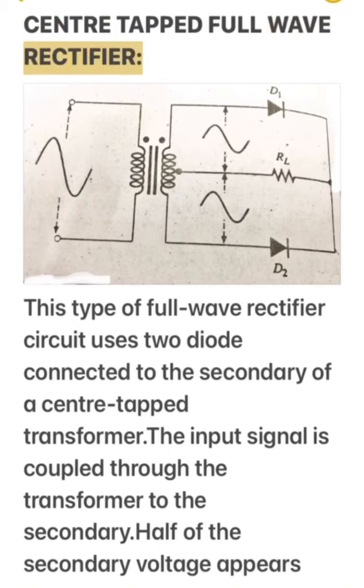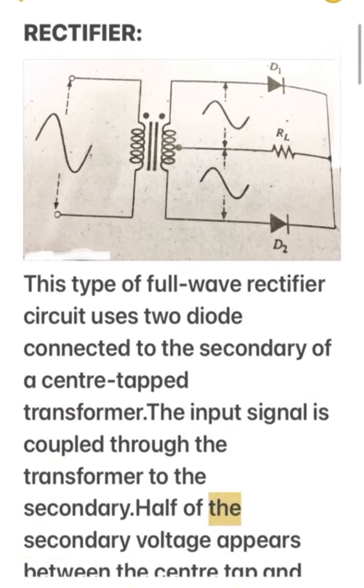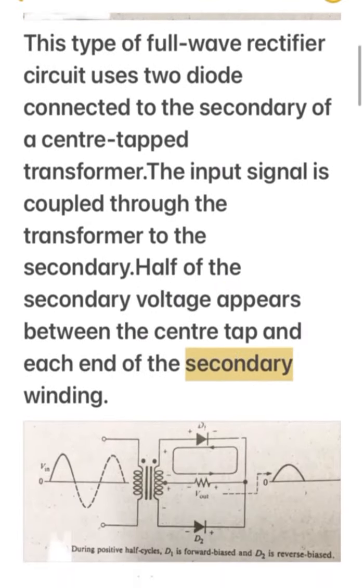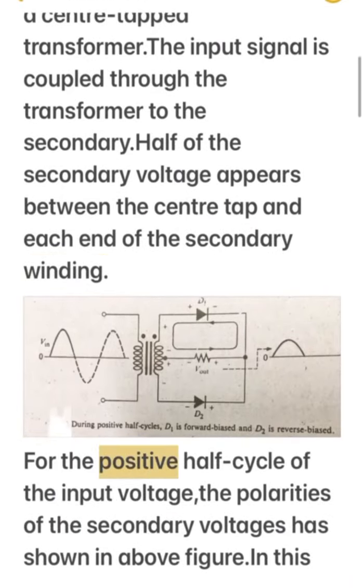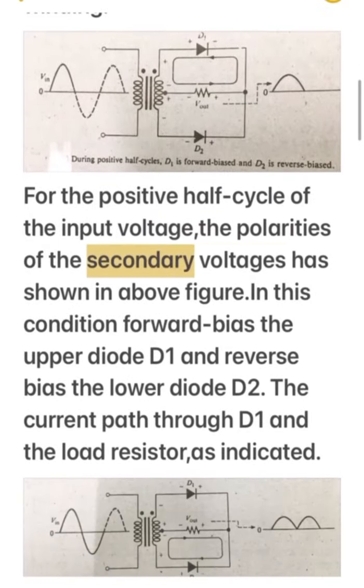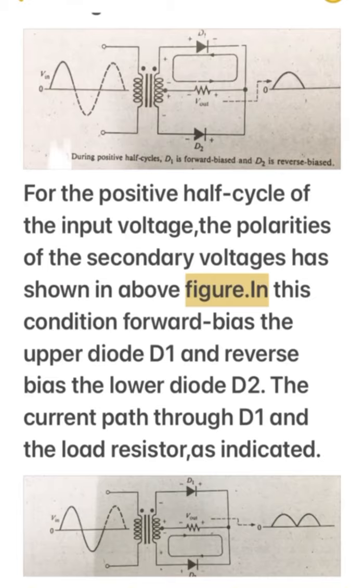1. Center-tap full-wave rectifier. This type of full-wave rectifier circuit uses two diodes connected to the secondary of a center-tap transformer. The input signal is coupled through the transformer to the secondary. Half of the secondary voltage appears between the center tap and each end of the secondary winding. For the positive half cycle of the input voltage, the polarities of the secondary voltages are as shown in the above figure. In this condition, the upper diode D1 is forward biased and the lower diode D2 is reverse biased.